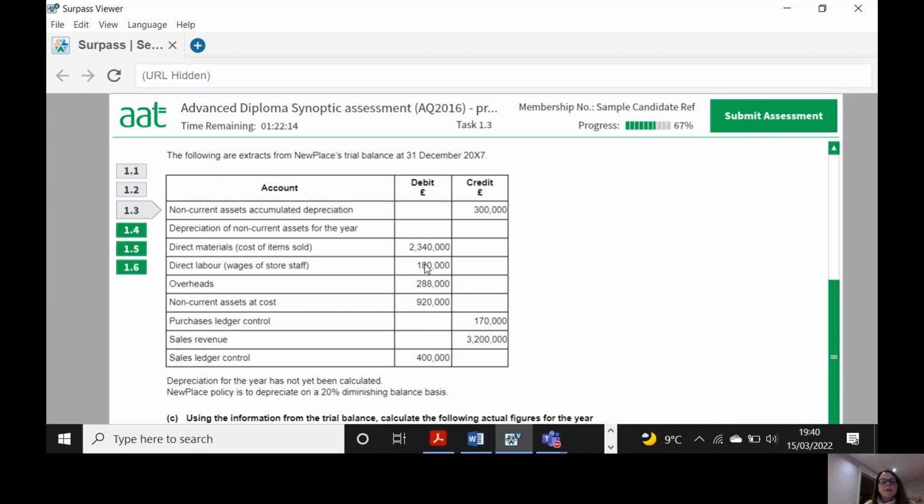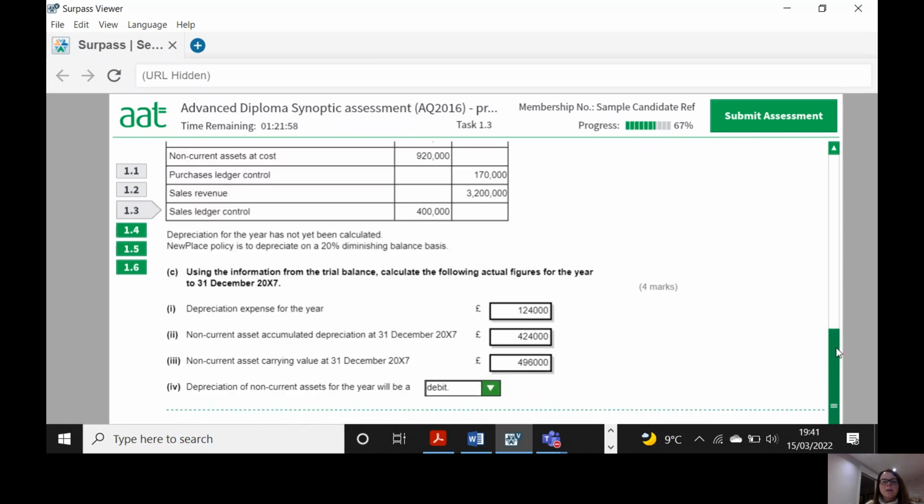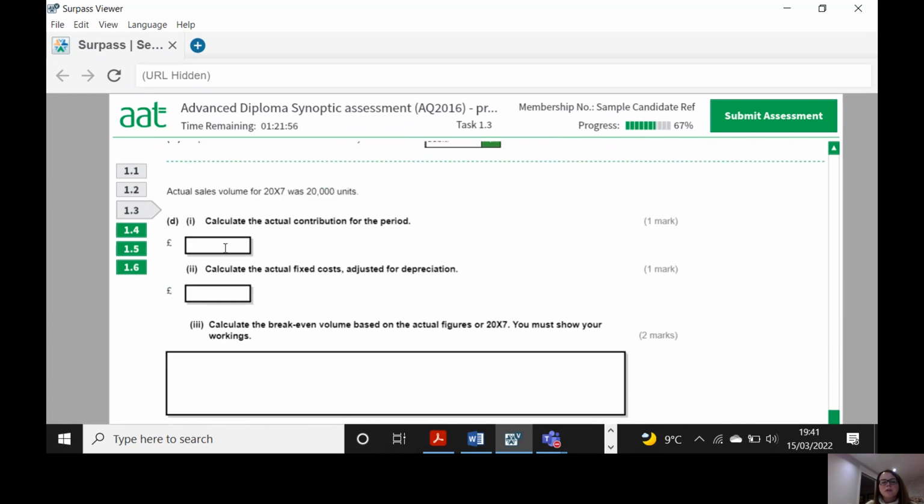Right, so that gives me 680,000. Just to recap, I did 3.2 million and I subtracted the sum of the direct materials and the direct labour. So the actual contribution, it doesn't say per unit, the total actual contribution is therefore 680,000.